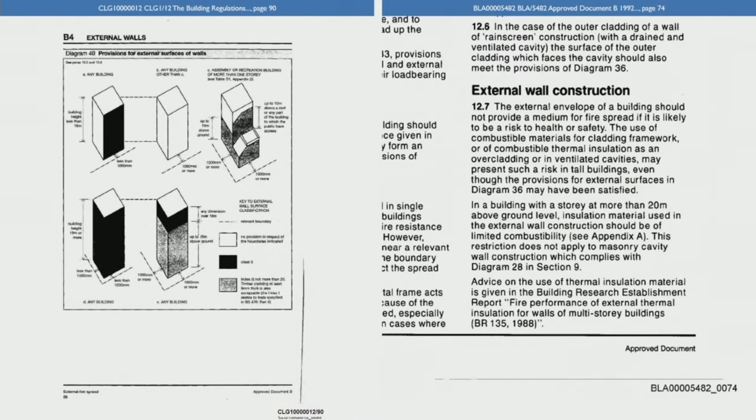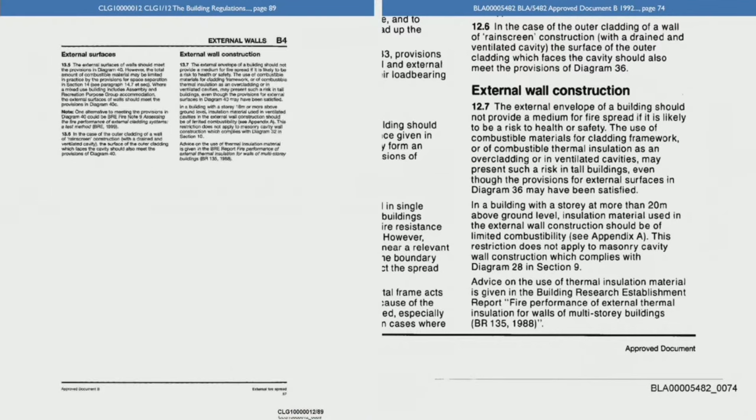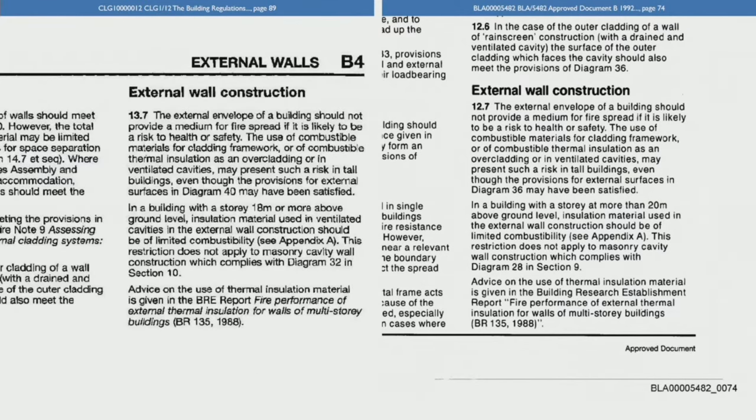Now, if you look to page 90 on the left-hand side, in the 2000 version of Approved Document B, if you look at what became 13.7, I'm sorry, we have to go back a page, page 89. Yes, that's it. External wall construction 13.7. You can see that the second paragraph's been amended, and you can compare the two. In a building with a storey 18 metres or more above ground level, insulation material used in ventilated cavities in the external wall construction should be of limited combustibility. Can you explain the rationale for the introduction of the words 'in ventilated cavities'? No, I can't. It's a narrowing, isn't it, of the circumstances in which the guidance asked for insulation to be of limited combustibility? It certainly appears so, yes.